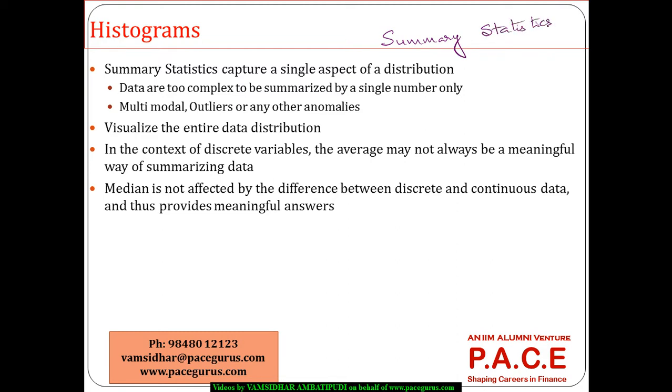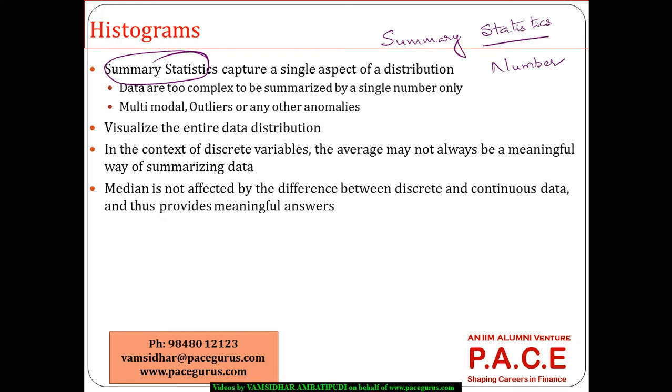Why so? If I am looking at the summary statistics, they are just single numbers, right? Mean, only one single number. Median, one single number. Standard deviation, one single number. Sometimes it becomes very difficult for me to understand the whole data with one single number. That is the typical drawback which people talk about with summary statistics. It captures only a single aspect of a distribution, some representative of the entire data.